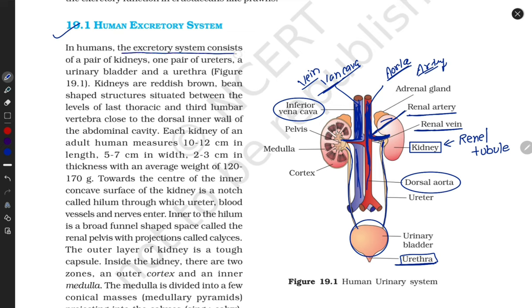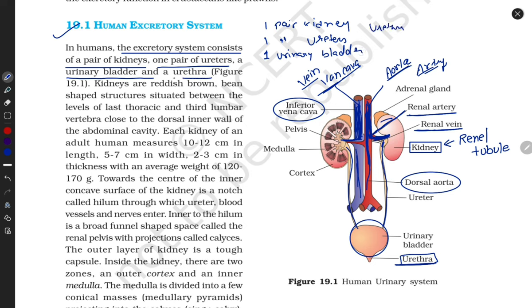The excretory system consists of a pair of kidneys, one pair of ureters, one urinary bladder, and the urethra. So our excretory system is mainly made up of these four components: kidney, ureters, urinary bladder and urethra.